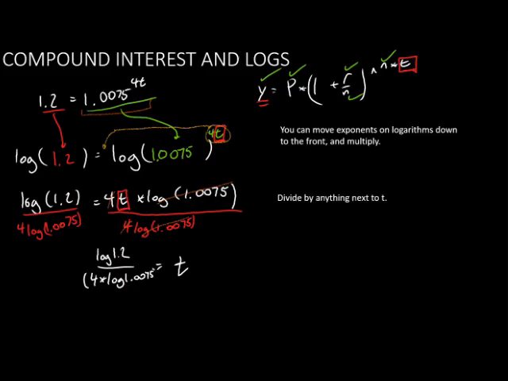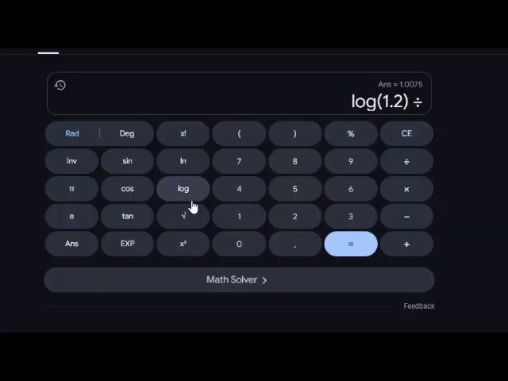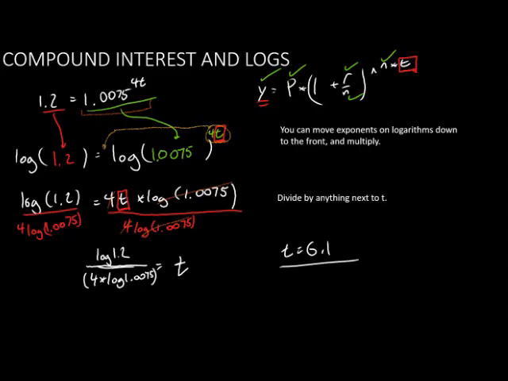Now we can just do the arithmetic in a calculator and we'll get the value for t. When we divide, we get 6.1. This tells us that it would take 6.1 years to reach a total of $2,400.